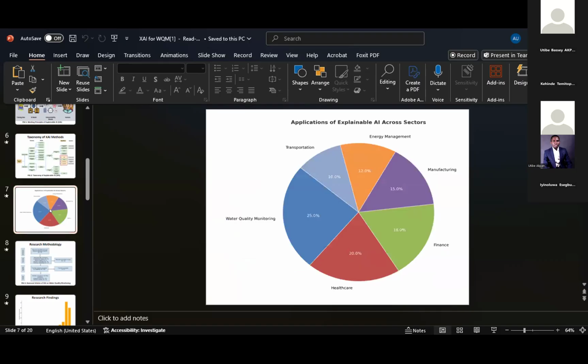Now, if you look at this screen, you will see the application of explainable AI across sectors. As a matter of fact, water quality monitoring has the highest percentage, although it is also used in other sectors like energy, manufacturing, finance, and the likes. Water quality monitoring is the most because everybody drinks water. If you drink water that is polluted or contaminated, you get disease. That's why researchers are much concerned about how we can explain machine model output to people. When you use machine learning to do a particular prediction, how do people understand what it has done? So we use explainable AI to do that.